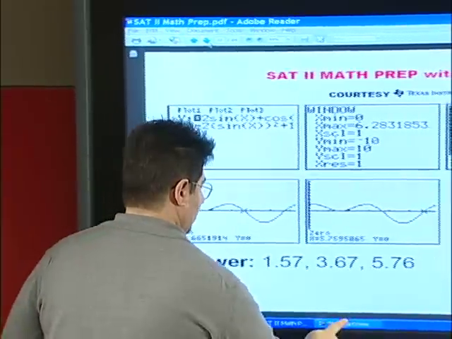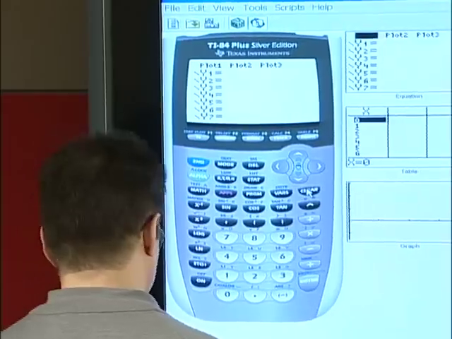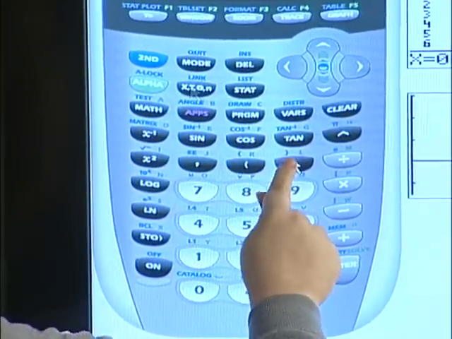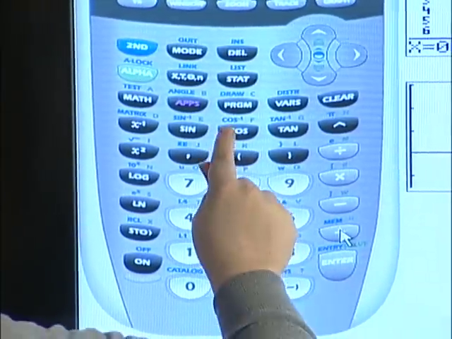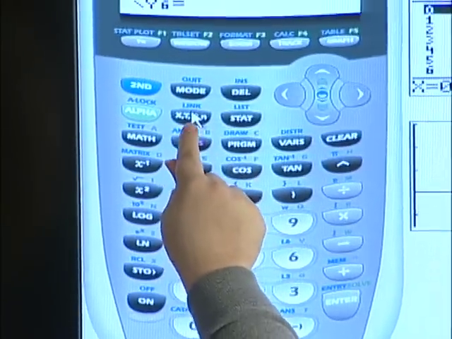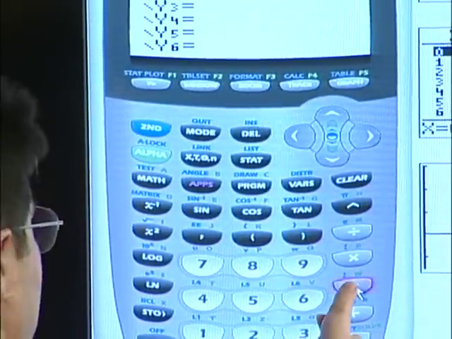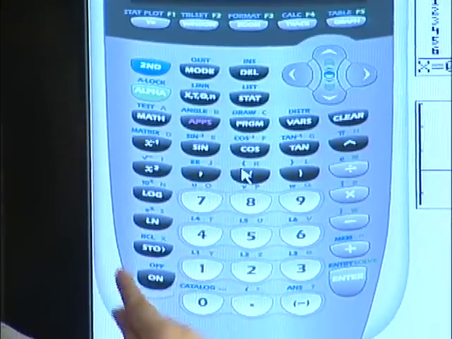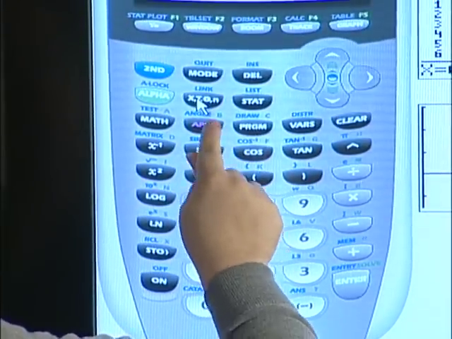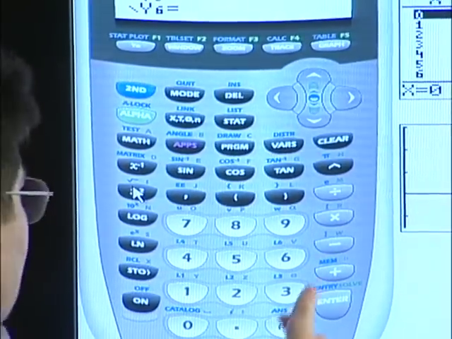So, let's go back to our calculator and sketch our graph. 2 sine x plus cosine 2x minus 2 times parenthesis sine x, close the parenthesis, take the square, plus 1.